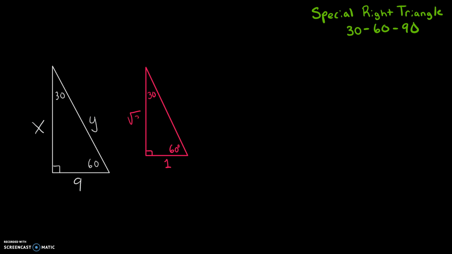The long leg is the square root of 3, and the hypotenuse is 2. So then when we set up proportions, I always want to make sure that I say the short leg over the long leg will equal the short leg over the long leg. So I will say that 9 over x, short leg over long leg, is equal to 1 over the square root of 3. So it's the short leg over the long leg.